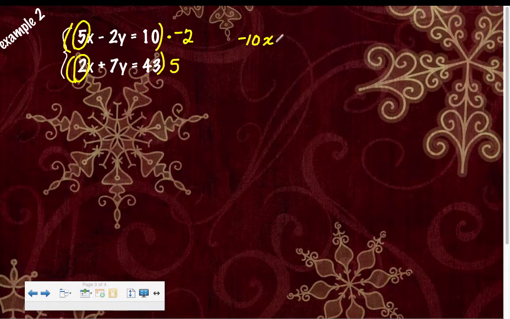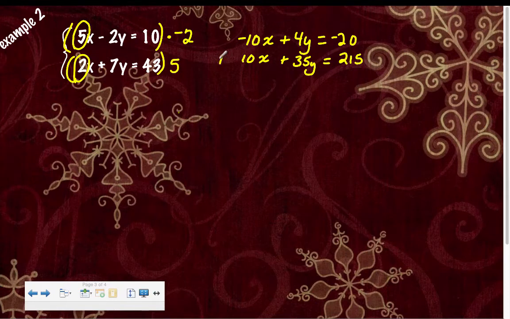Negative 2 times negative 2 is positive 4y. Negative 2 times 10 is negative 20. Okay, I'm going to multiply the bottom by 5. 10x. 5 times 7 is 35y. 5 times 43, well 5 times 40 is 200, so that's 215.